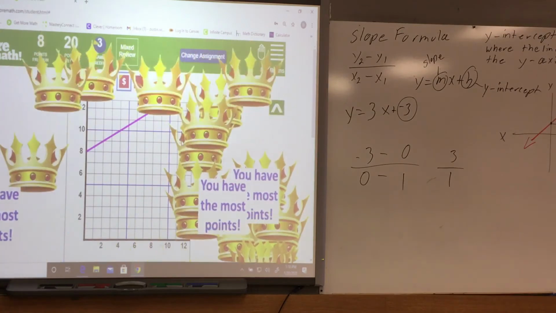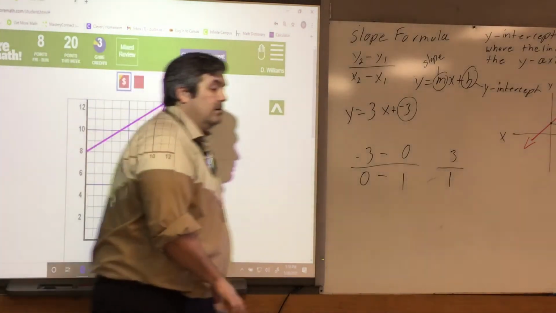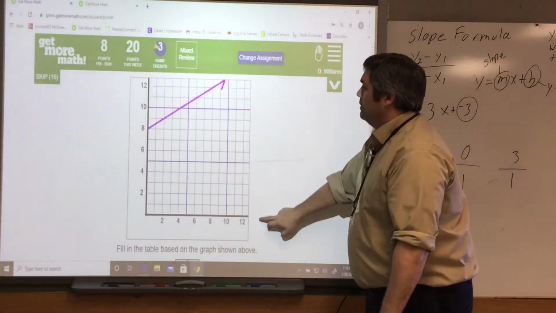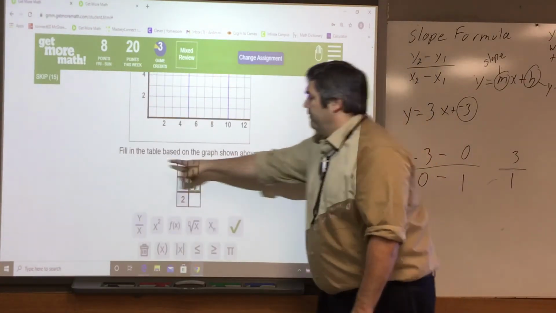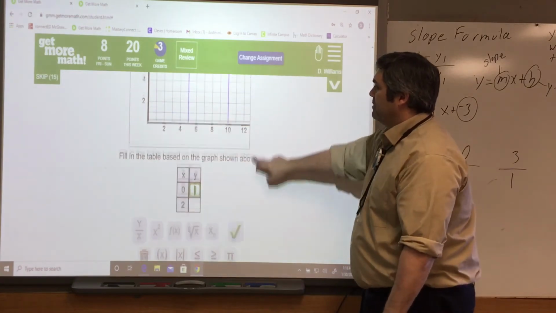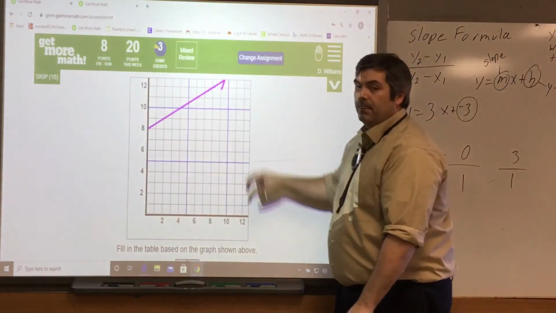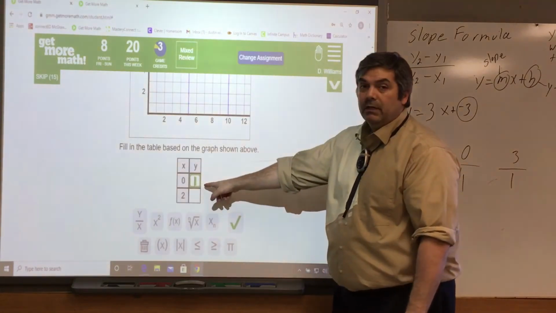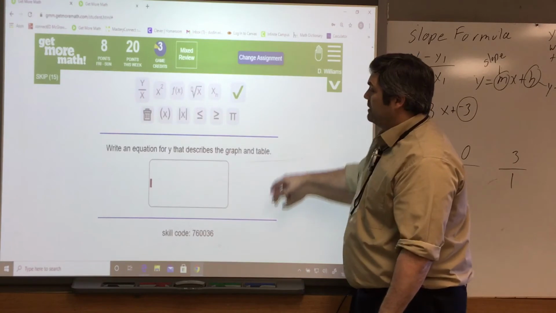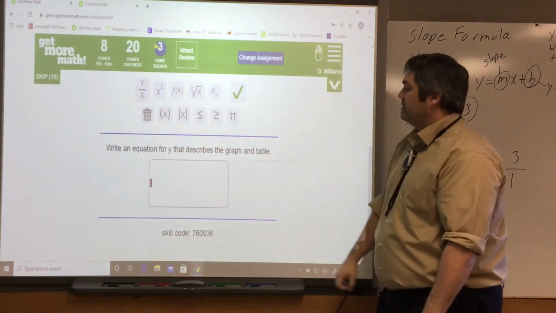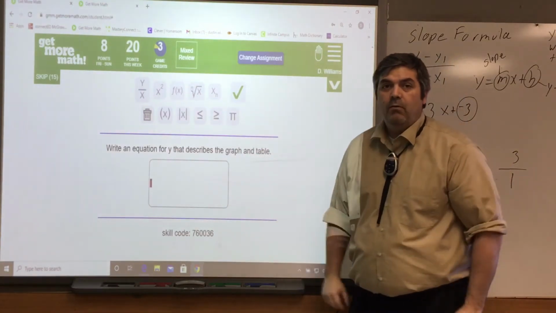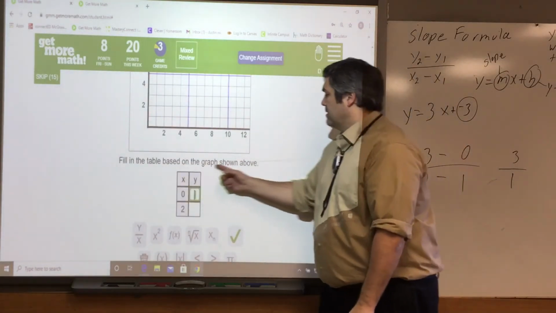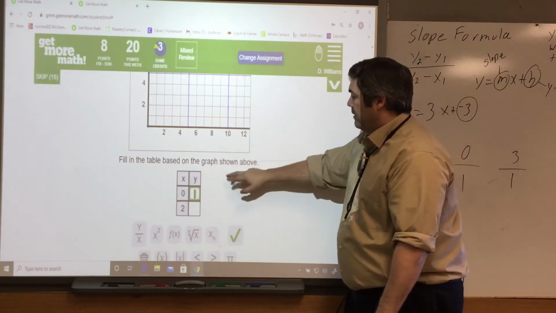And there we go. Now we have a graph. Now look here, they give us the graph, and right here they say, fill in the table based on the graph shown above. So here we have the graph of the line, and they want us to fill this in. Well, if that x is 0, they want the y-intercept. And then down here they say, write an equation for y that describes the graph and table. Well, that's your slope-intercept form. That's what they're asking for.